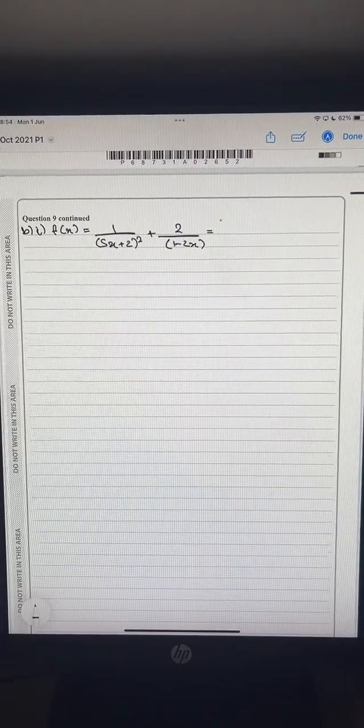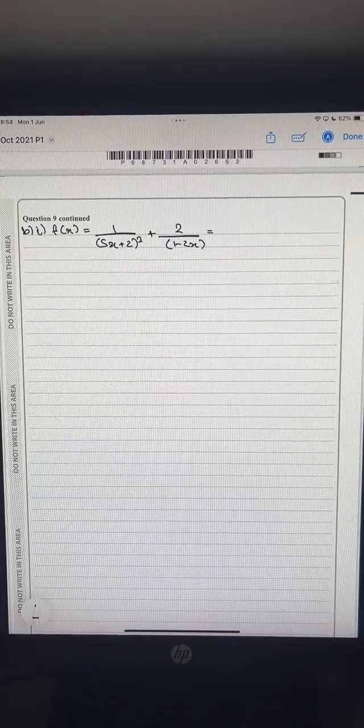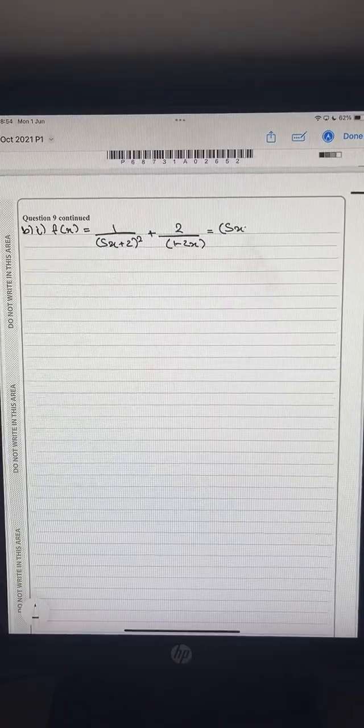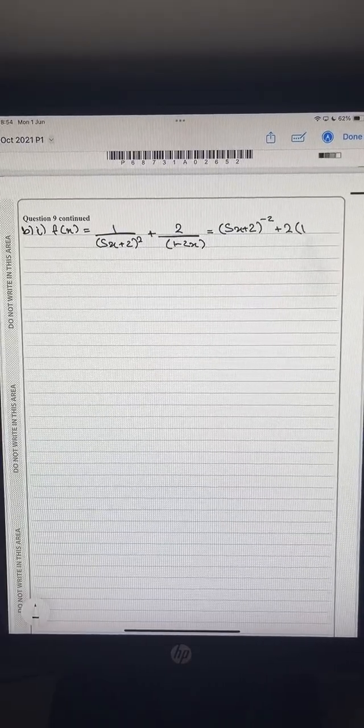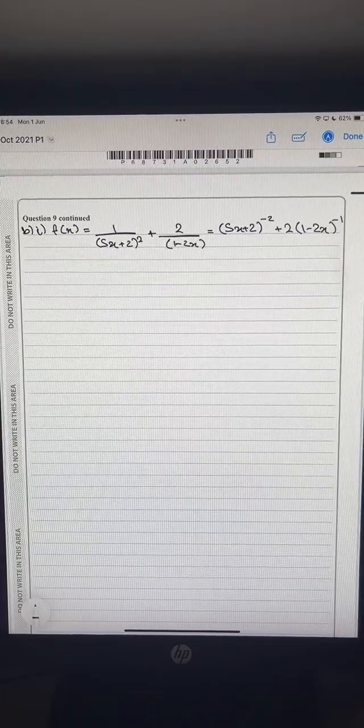And then if I rewrite this so I can do binomial expansion by using the negative power of the denominator, I have (5x plus 2) to the power of negative 2 plus 2 lots of (1 minus 2x) to the power of negative 1. Now I need to do binomial expansion on this because I've got negative powers.